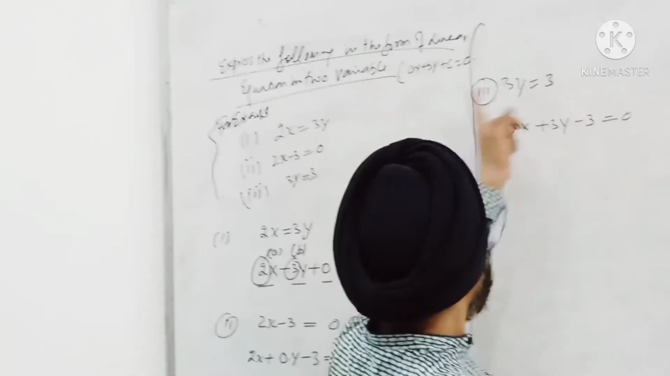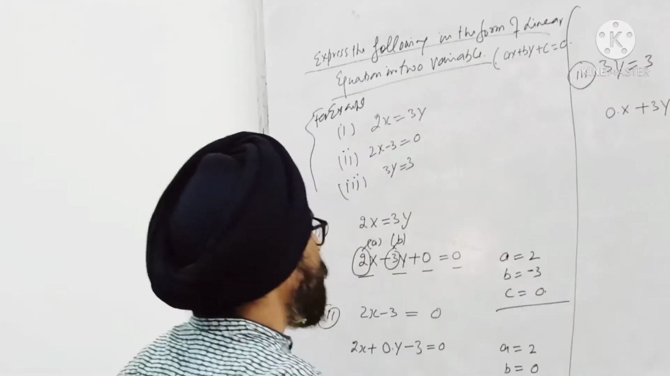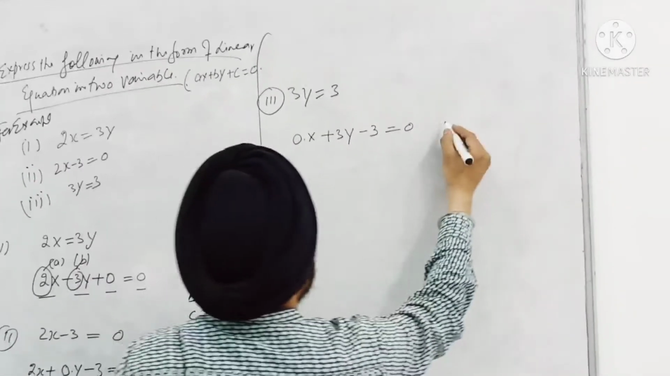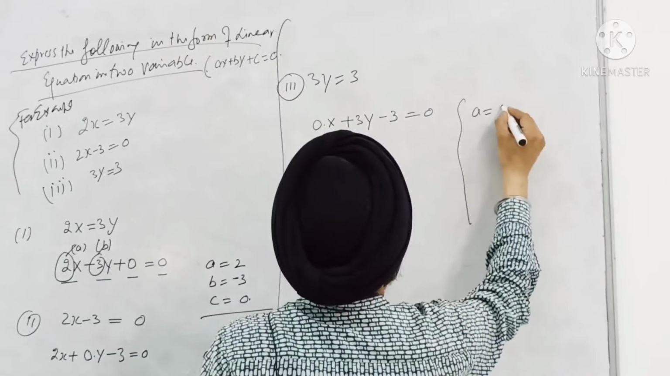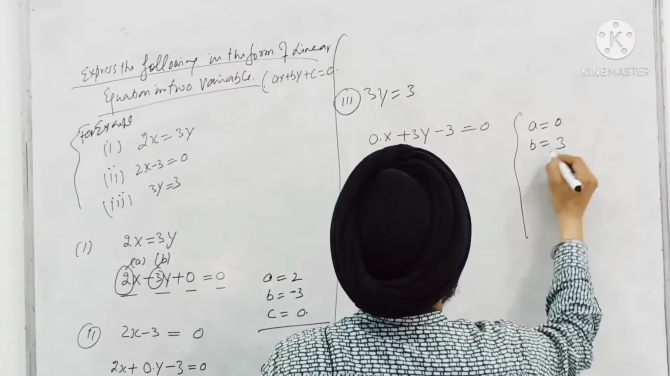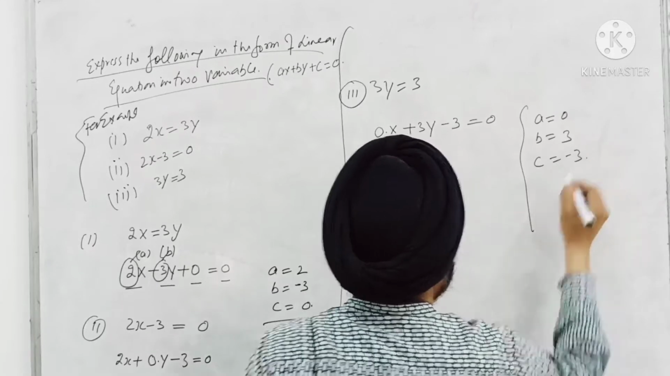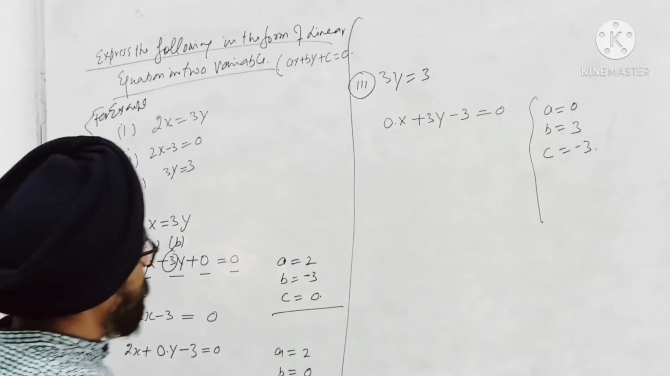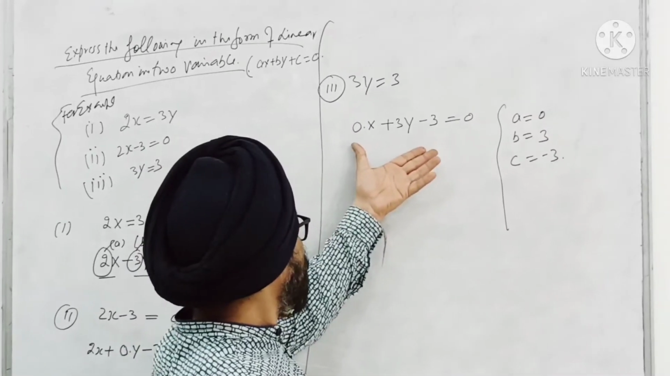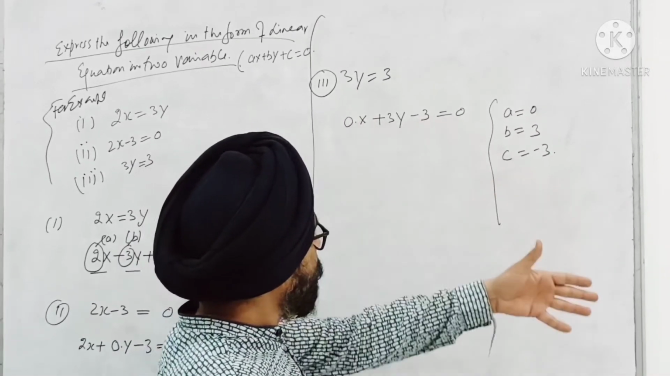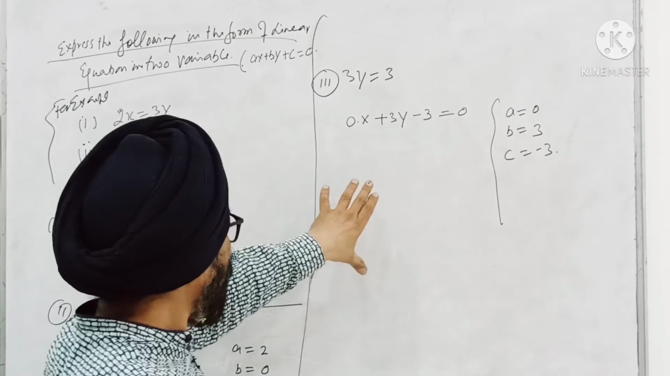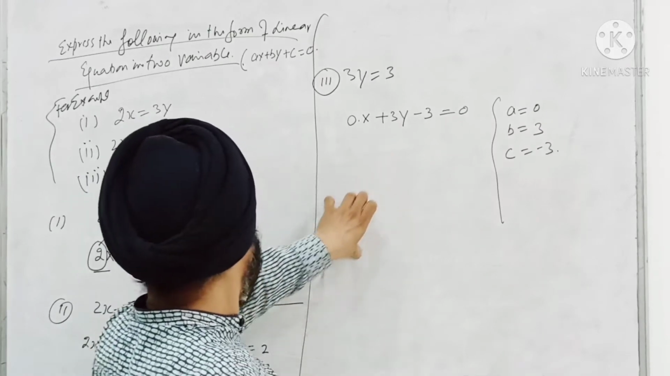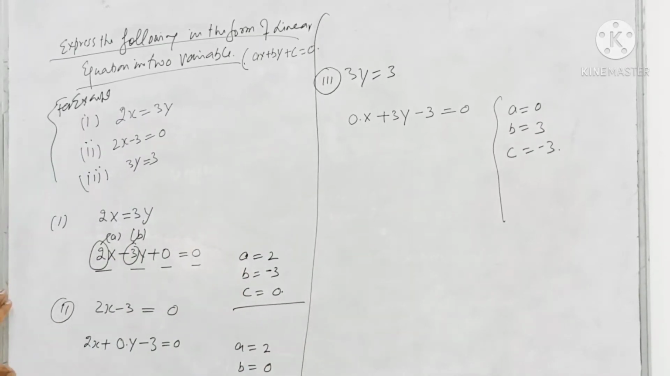When the 3 comes to the left hand side, it becomes negative. Here a is equal to 0, b is equal to 3, and c is equal to minus 3. Again afterwards, we will present this equation on the graph in the same way which I have already discussed in this video.